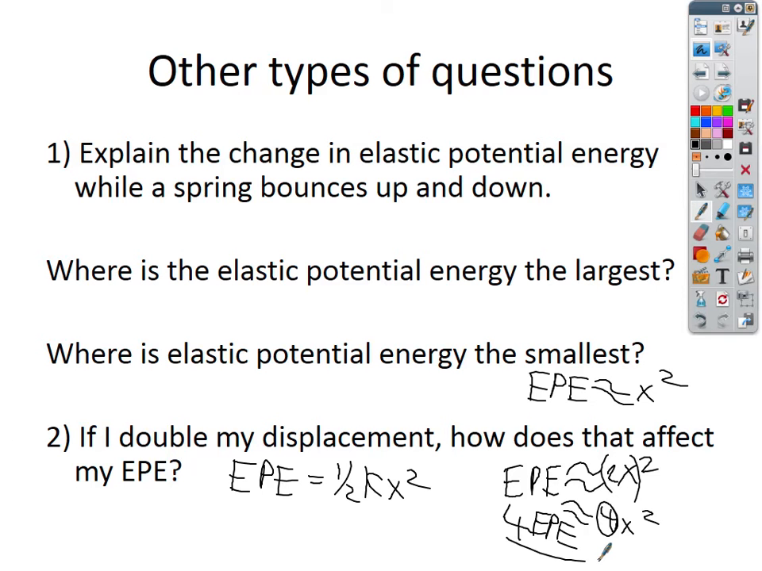If I triple the distance, it'll be 9 times. If I quadruple, it'll be 16 times as much energy. So be aware of a question related to that. We'd like to do those. You can always plug in numbers. You can pick out a k, plug in 1 and 2 for x, and you'll see that when you double the distance, it should quadruple your amount of energy.